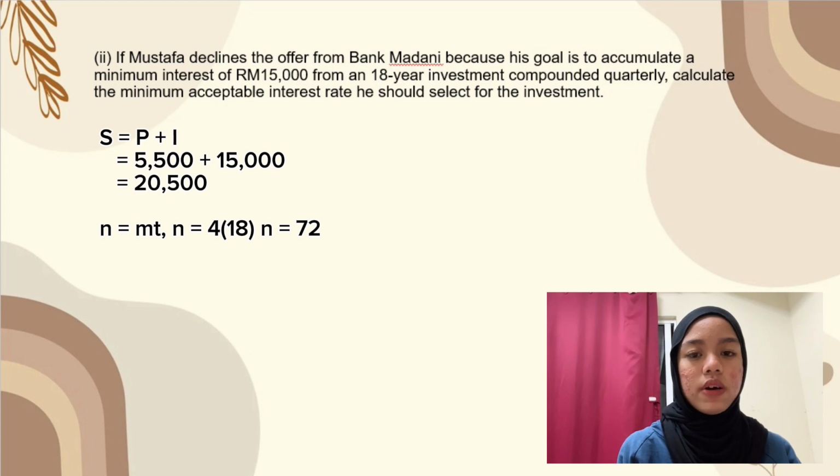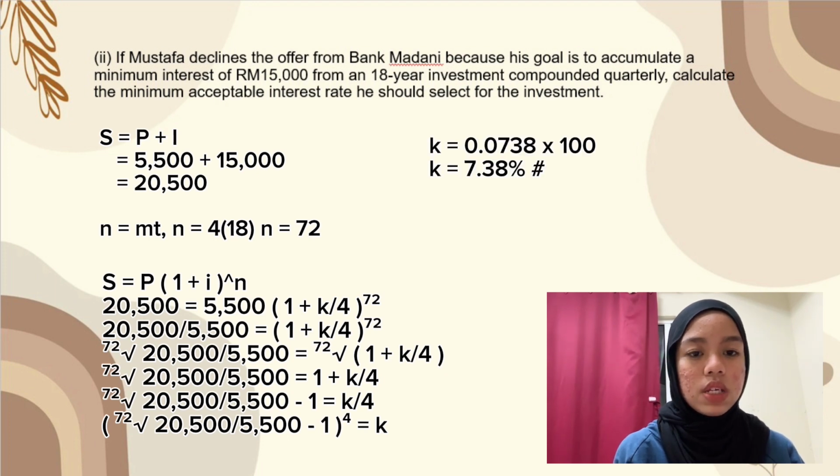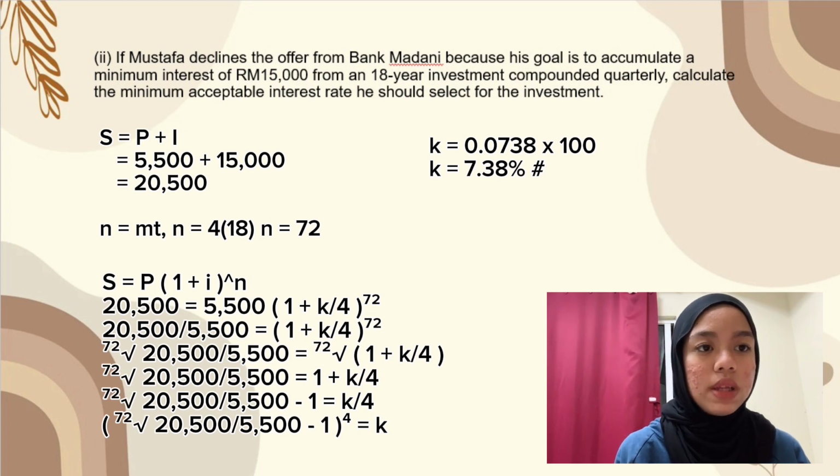S equal to 5,500 plus 15,000. So the answer is 20,500. After that, we need to insert all the amounts into the compound interest formula, and after we calculate, we will get the K value, which is 0.0388, and we need to multiply with 100, and the K value will be 7.38%.